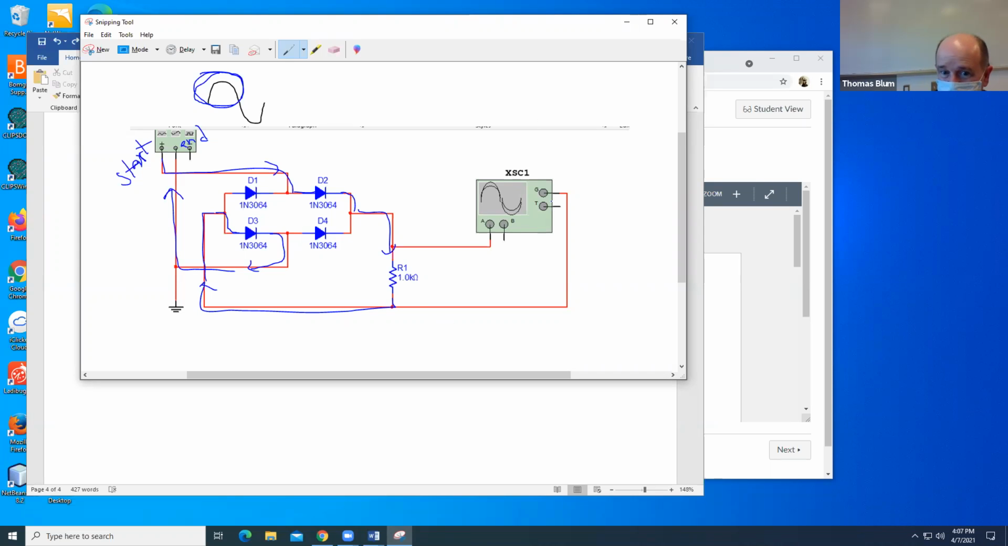And the oscilloscope here is measuring the voltage of the resistor, and I'm going in this vertically downward direction. So it sees a positive voltage. All right. Now I'm going to do the other part of the cycle. I'm going to start again.